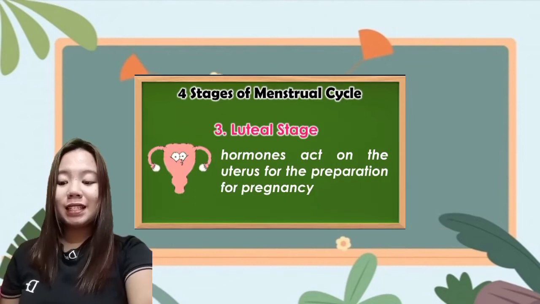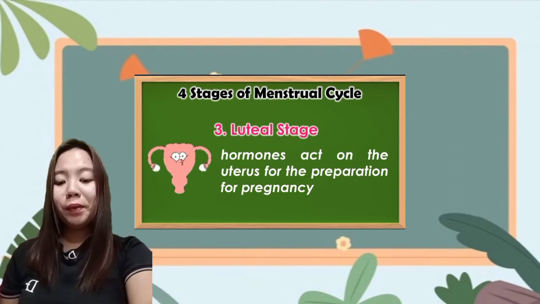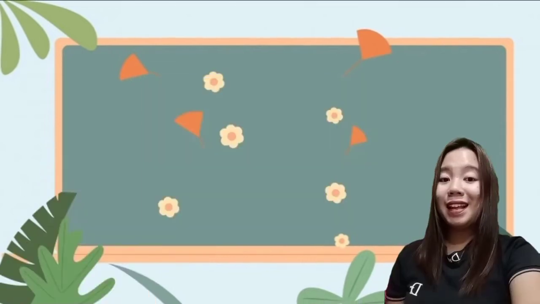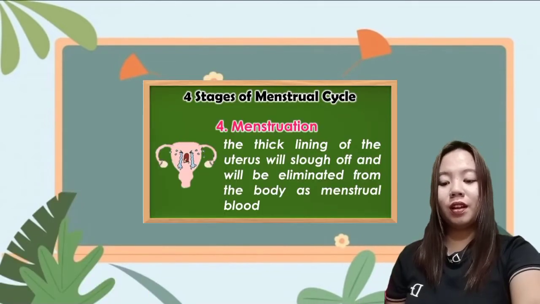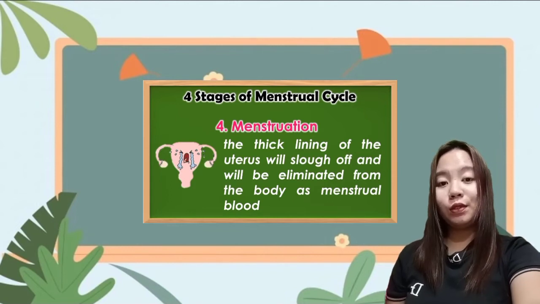The next is the luteal stage. In this stage, hormones act on the uterus in preparation for pregnancy. The last one is menstruation. In this stage, the thick lining of the uterus will slough off and will be eliminated from the body as menstrual blood.